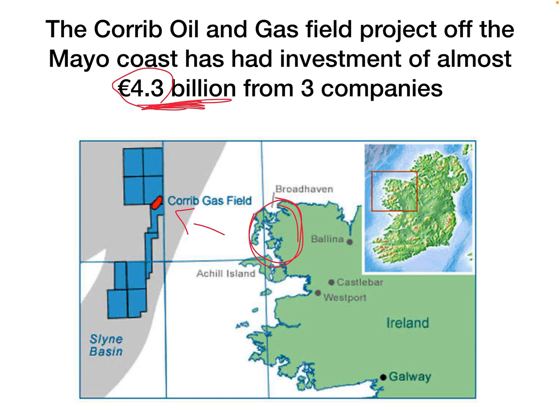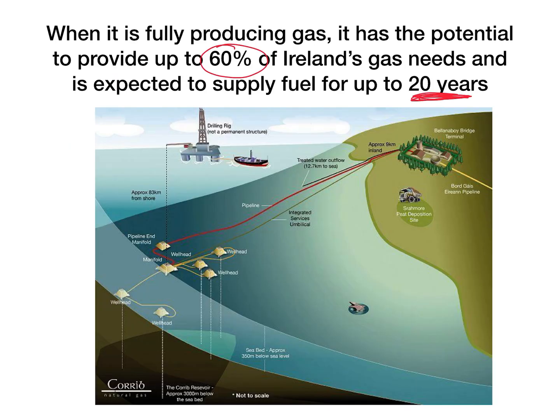Like the Corrib gas field I was talking to you about off the coast of Mayo, where we have our own gas, that they invested 4.3 billion. Now, if they invested that much money in setting up a gas field, how much are they actually making? They must be making multiple times that. Okay? And now it's meant to supply us with gas for up to 20 years. And they estimate that we won't get that long out of it at all.